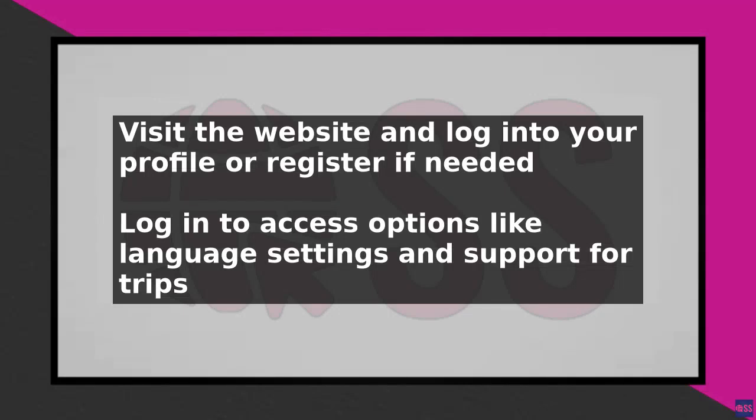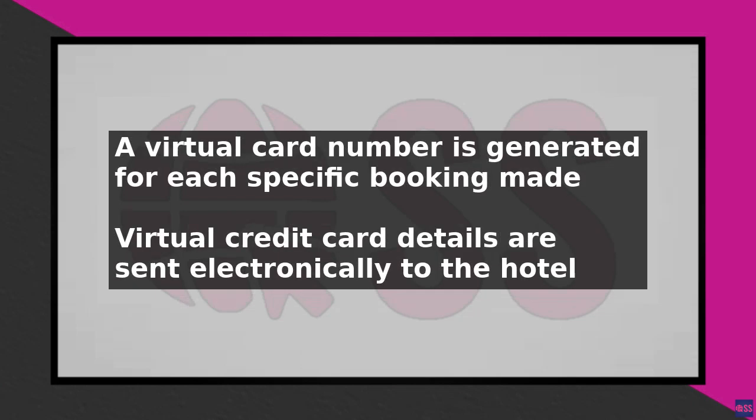To use a virtual credit card, start by visiting the website and logging into your profile or registering if you haven't already. Once logged in, you'll see various options, including language settings and support for trips, as well as a search bar. When making a reservation, a virtual card number is generated specifically for that booking.